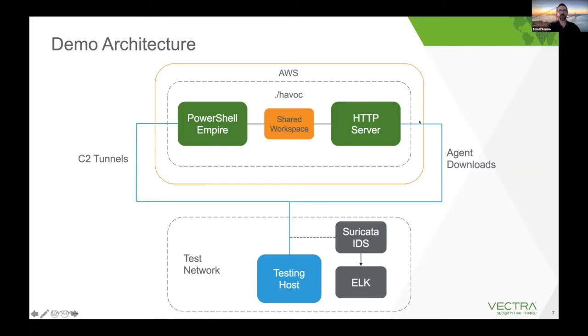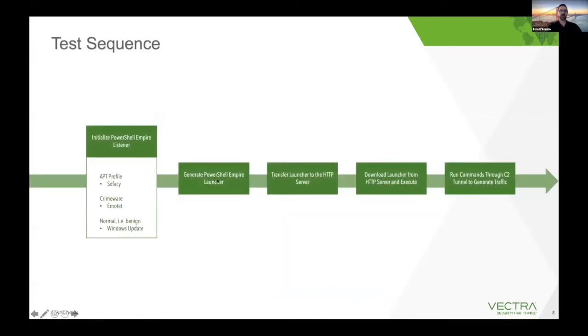Okay, so agent downloads are going to happen from the HTTP server. The C2 tunnels are going to go to the PowerShell Empire attack containers. And this is the testing sequence that we're going to go through. We're going to spin up 3 different PowerShell Empire containers, and each one is going to run its own listener. We're going to have one that emulates an APT profile called Sofacy. We're going to have another one that emulates a crimeware profile called Emotet. And we're going to have another one that emulates benign Windows update traffic to try to obscure the tunnel's presence and hide the activity.